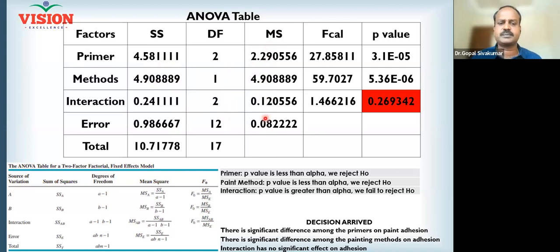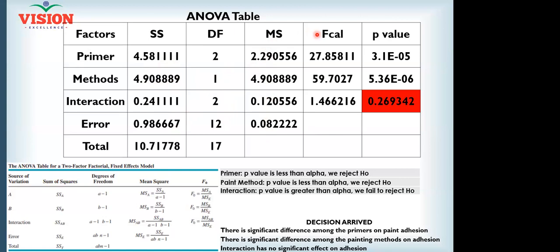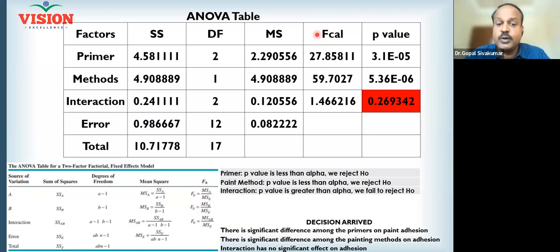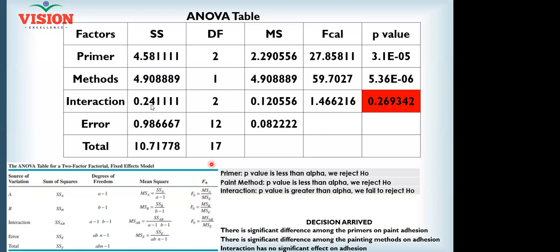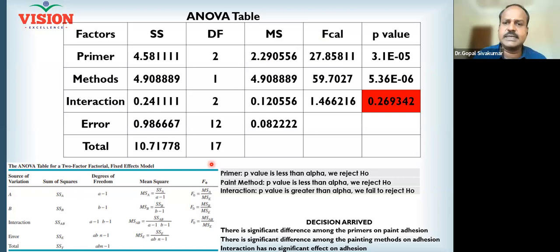Clear, all of you? Now going to the F score. Please understand, we are now using a statistic called variance. When you square all the values, we are trying to measure the variance. So variance between the factor divided by variance within the factor, this ratio is known as the F score. For example, variance between the primer is available here.